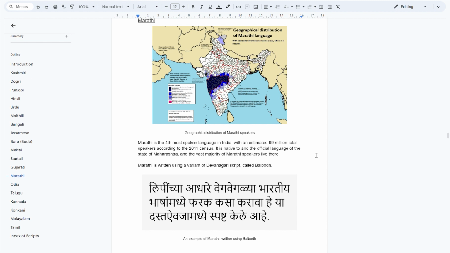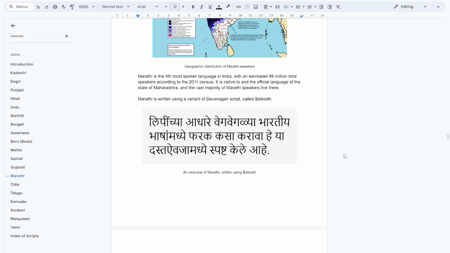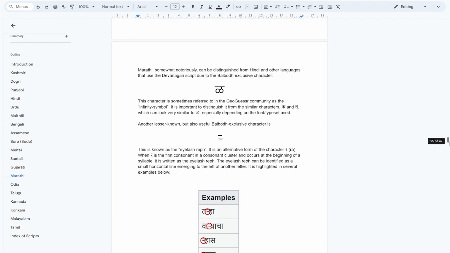Marathi is written using a variant of Devanagari script called Balbod. Here's an example of Balbod. It looks very, very similar to Devanagari and Hindi. So it's extremely easy to mistake the two for each other, and there's really only two ways to distinguish the two if you don't know the language.